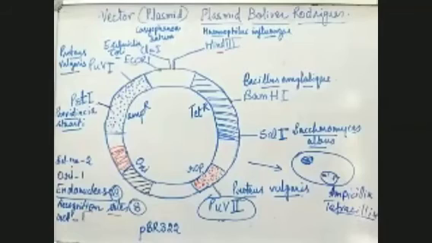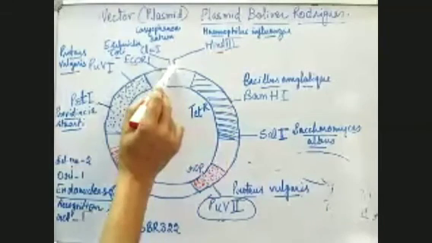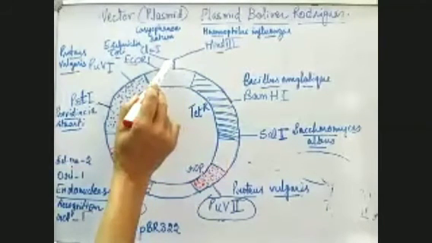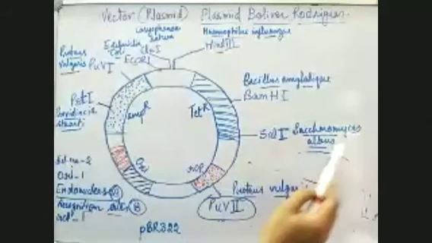Recognition sites are the sites where the plasmid can be cut. So 1, 2, 3, 4, 5, 6, 7, 8. These 8 are recognition sites, and suppose this recognition site can be cut only with SalI, from Streptomyces albus G. This SalI is an endonuclease, an enzyme which can cut only here. BamHI is also an endonuclease which can cut only here. HindIII is an endonuclease which can cut here.